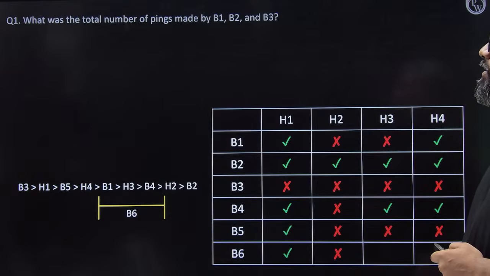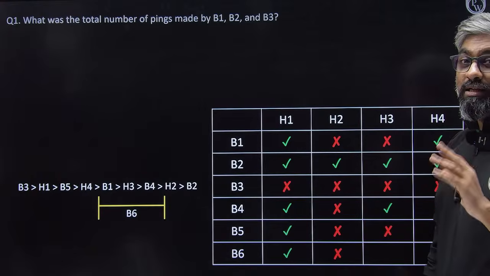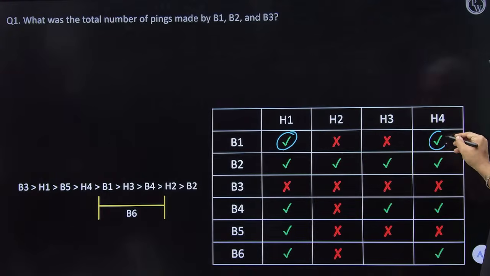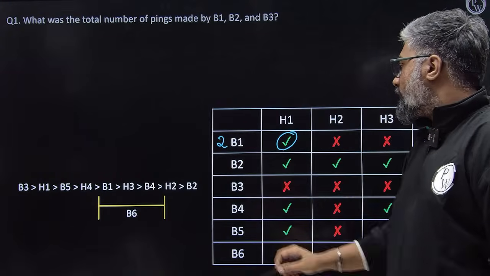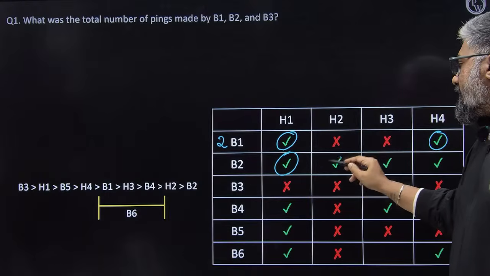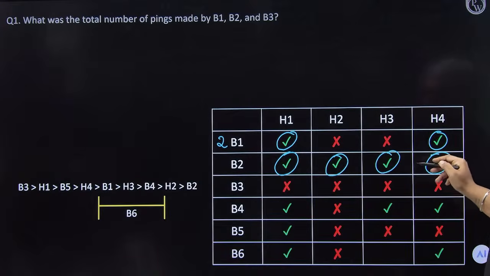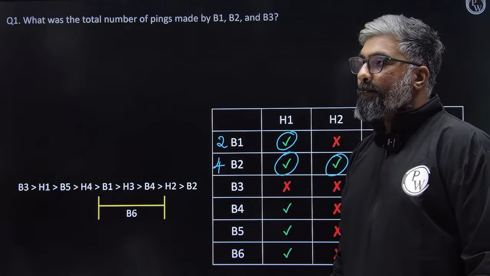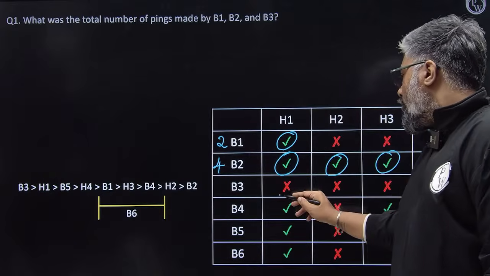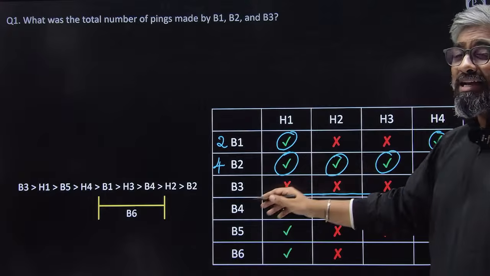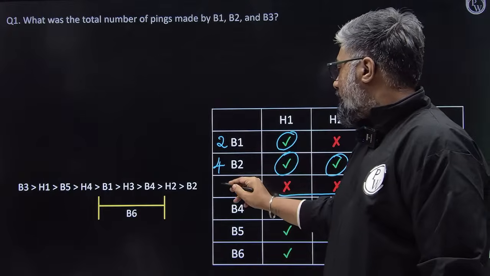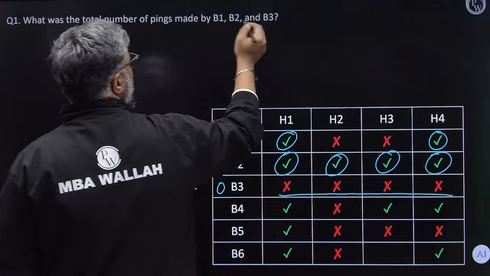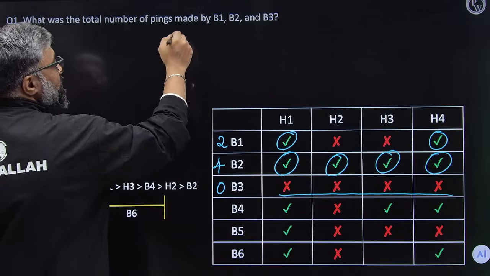What was the total number of pings made by B1, B2, B3? How many pings did B1 make? 1, 2. 2 pings by B1. What about B2? B2 made pings everywhere. Correct? 4 pings for B2. What about B3? No pings at all. X, X, X, X. That means no pings at all. 0 pings for B3. Total how many pings? 2 plus 4 plus 0 for B1, B2 and B3. There were total 6 pings. Done?